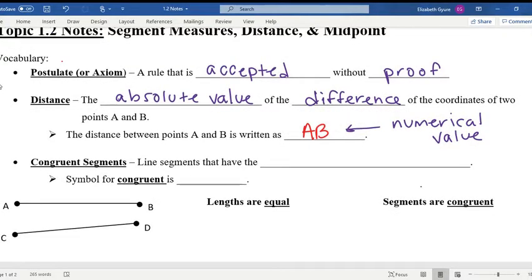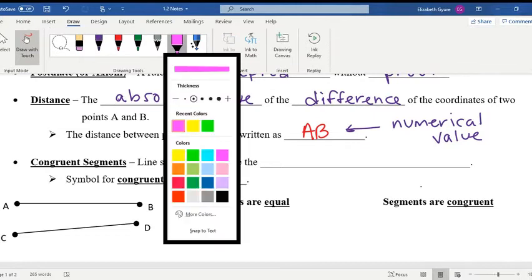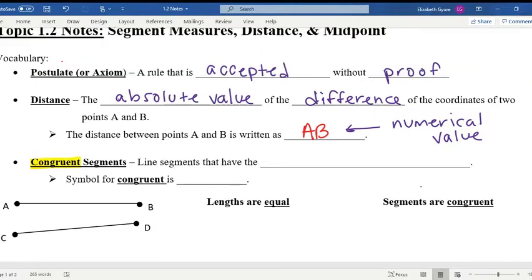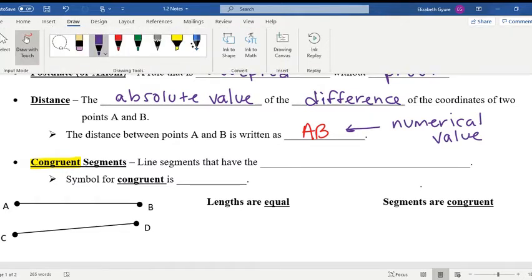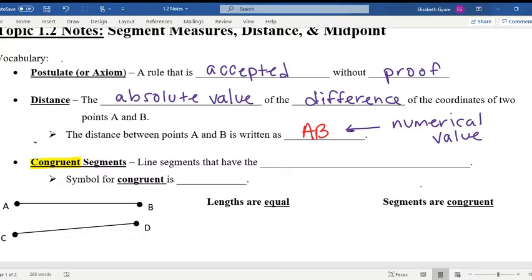Congruent segments. Congruent is a super important vocab word. We talk about things being congruent all year long. Congruent is our fancy geometry word for equivalent or the same. So our definition here, congruent segments are line segments that have the same measure. Or in other words, the same distance, right? The distance between 2 points is kind of like its measure, its length. And we have a special symbol for congruent. It is an equal sign with a little squiggly line above it.